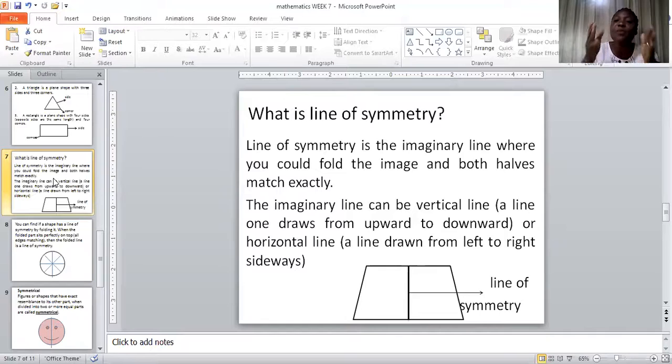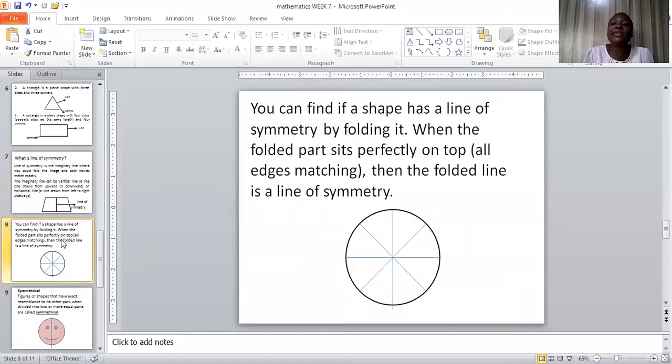We said line of symmetry is the imaginary line where you can fold the image and both halves match exactly. Now that imaginary line can be vertical or horizontal. You can find out if a shape has a line of symmetry by folding it. When the folded part sits perfectly on top, all edges matching, then the folded line is a line of symmetry.